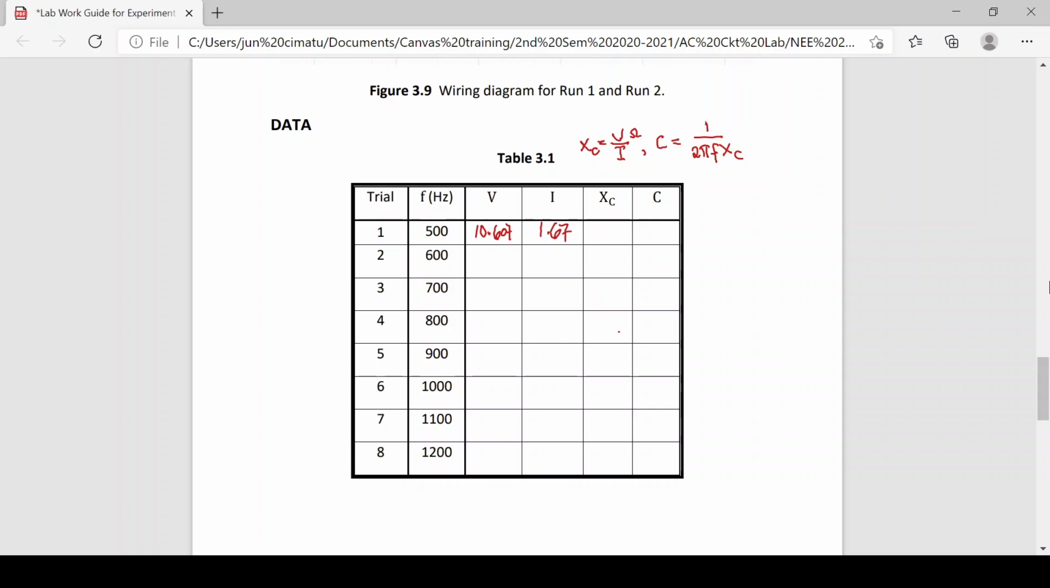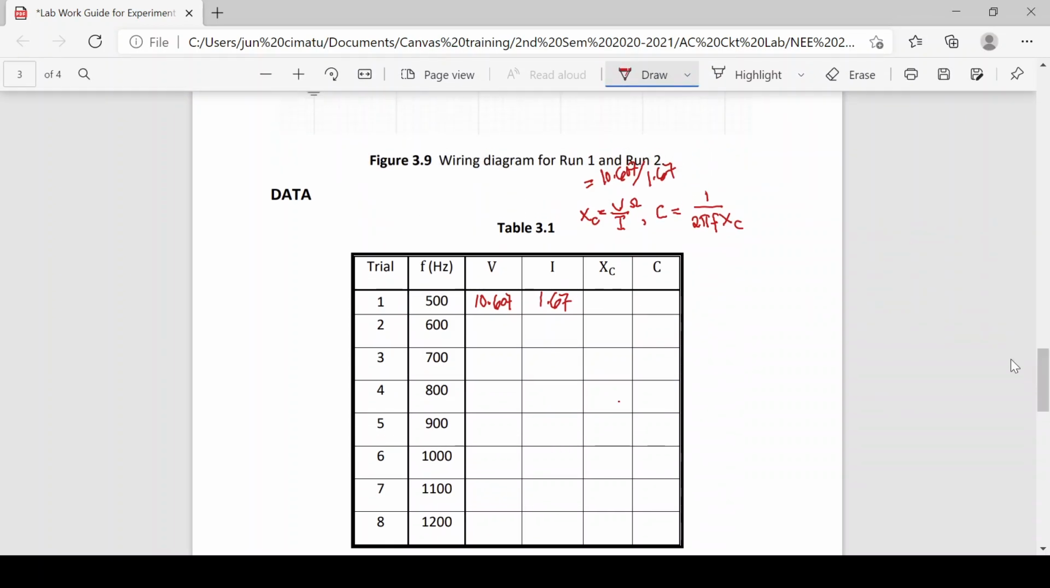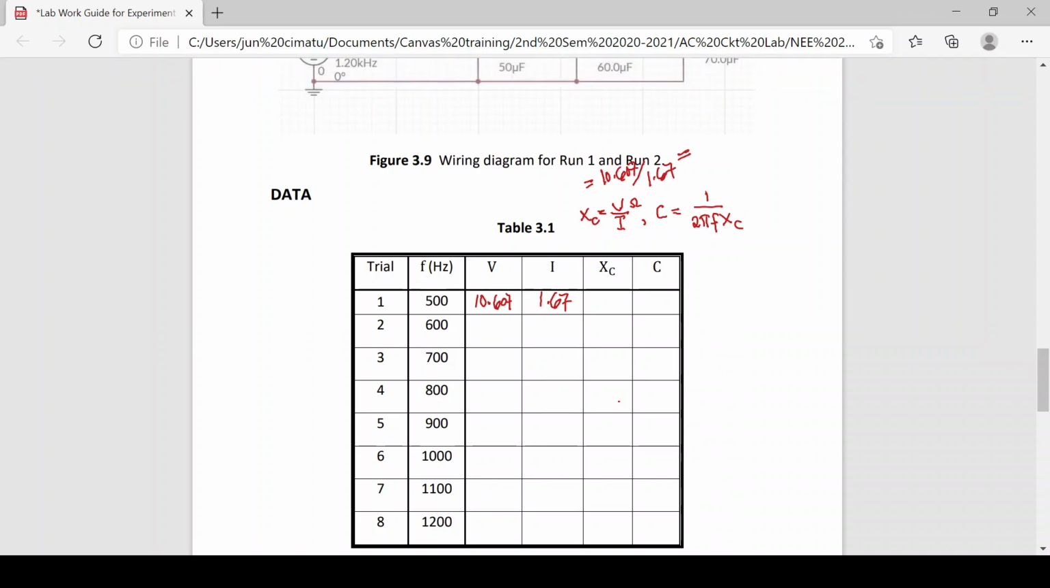Now to calculate for this X sub C. So X sub C for this trial is equal to 10.607 divided by 1.67, and that is the capacitive reactance of the capacitor. This is equal to 6.351 ohms.